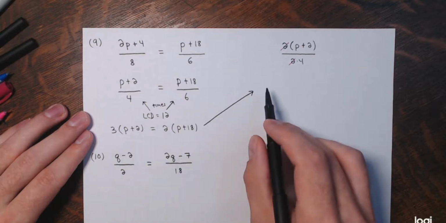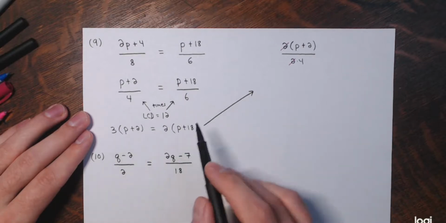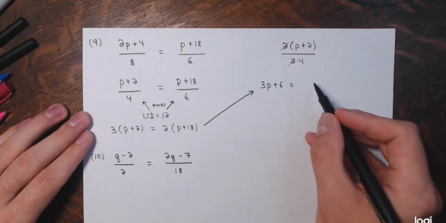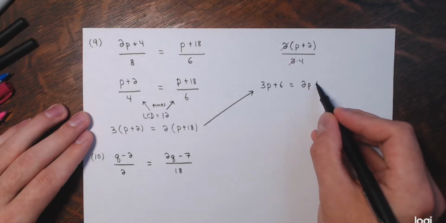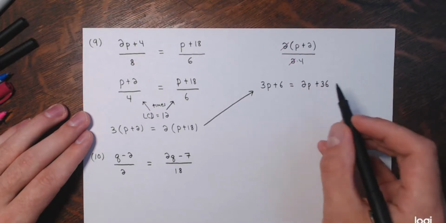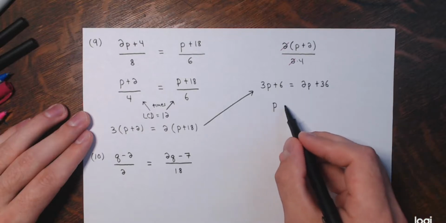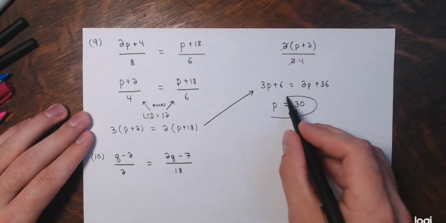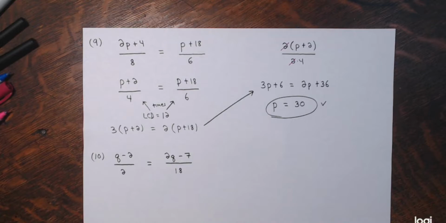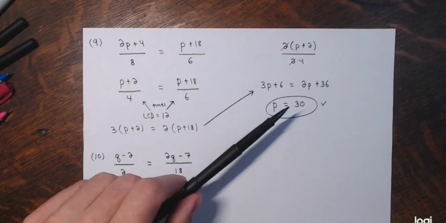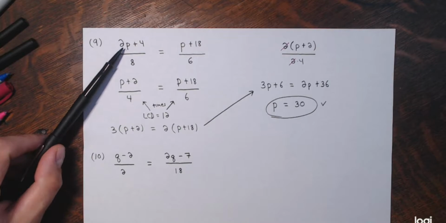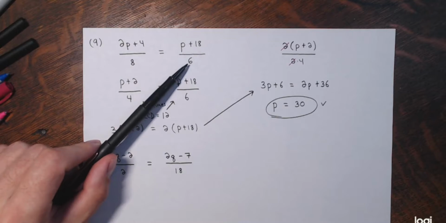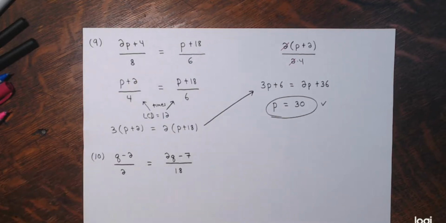I'm going to take this over here, distributing the 3, distributing the 2. Left side, you have 3p plus 6. Right side, you have 2p plus 36. Subtracting 2p gives me p on the left. Subtracting 6 gives me 30 on the right, and that's it. Please don't forget to check, back in the original. If p were 30, you'd have on the left side 64 divided by 8, which is 8. And then you'd have 48 divided by 6 on the right, which is also 8. You'd have 8 equals 8. That is a totally good solution.